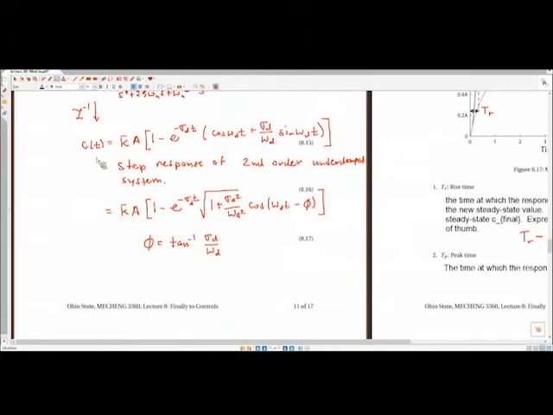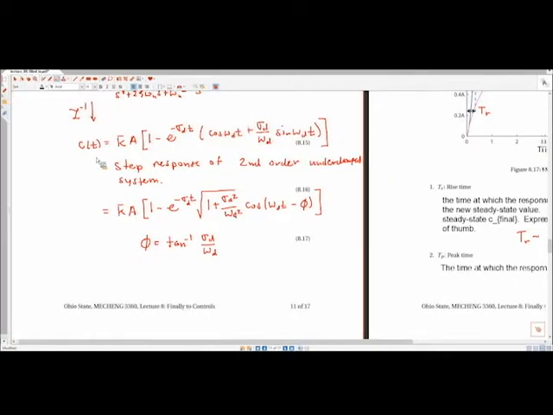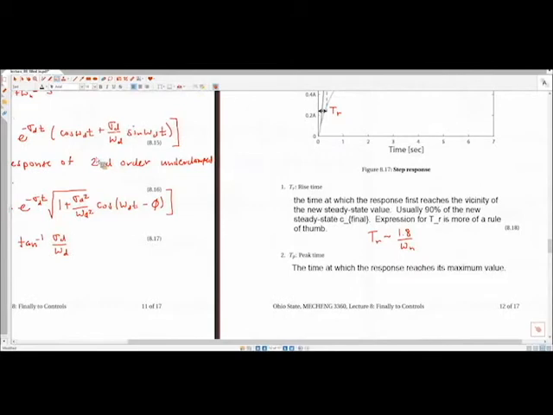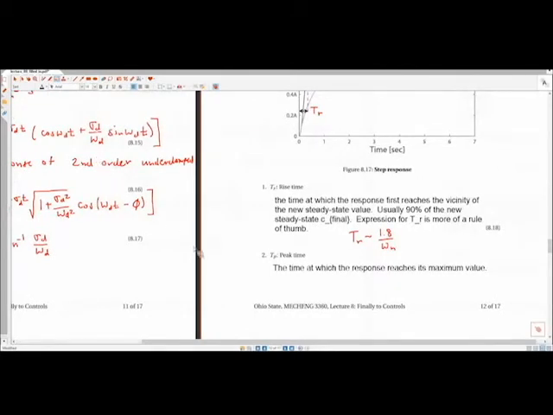All right, so if we were to do what we just said here, set dC/dt equal to 0, solve for t equal to Tp, we would get that Tp is equal to pi over the damped natural frequency. And this is actually an exact expression. So contrasting that to the rise time, which we use an approximate expression for, approximately equal to 1.8 over the natural frequency, Tp is actually equal to pi over the damped natural frequency.